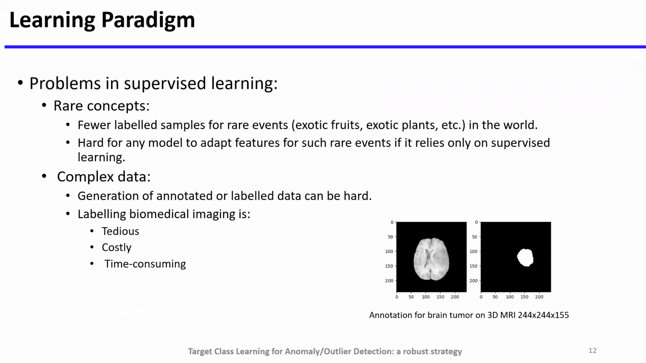Another challenging issue is that we are sometimes exposed to rare concepts. Rare concepts can be any abnormal activity, any rare activity, or anything which we have not yet experienced. For such situations, data availability is low, and labeled samples are also not available. So it would be very difficult for any model to adopt features from such rare events through supervised learning.